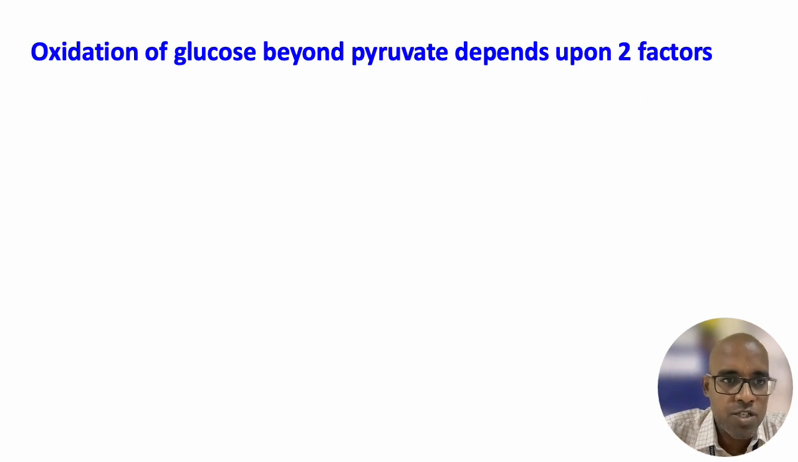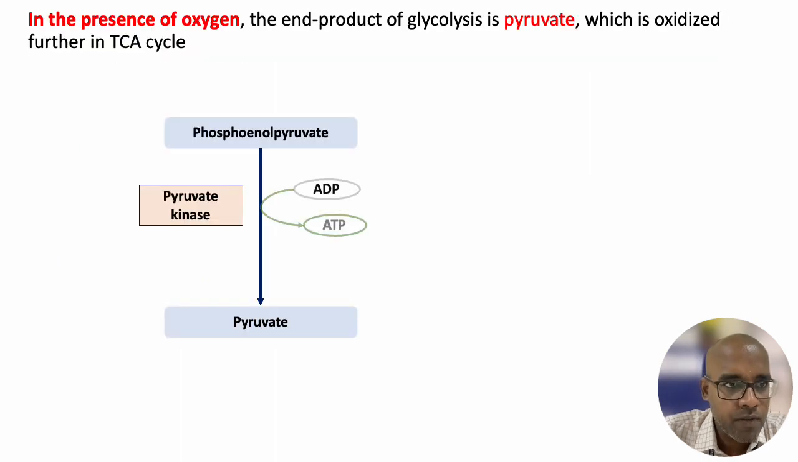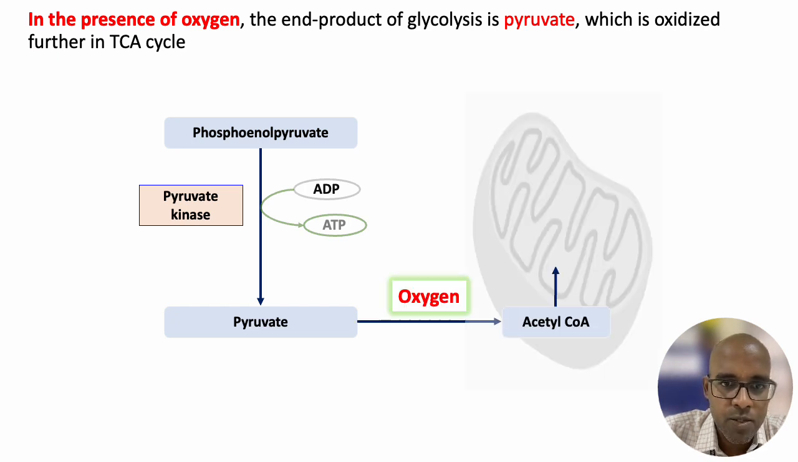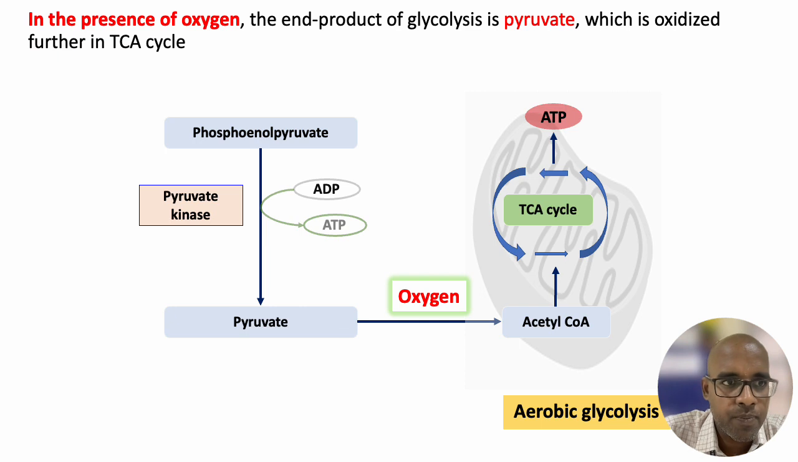That is, oxidation of glucose beyond pyruvate depends upon two factors. One, availability of oxygen. Second, availability of mitochondria. How? For example, in the presence of oxygen, the end product of glycolysis is always pyruvate, which is further oxidized in the TCA cycle to form ATP. This is called aerobic glycolysis.